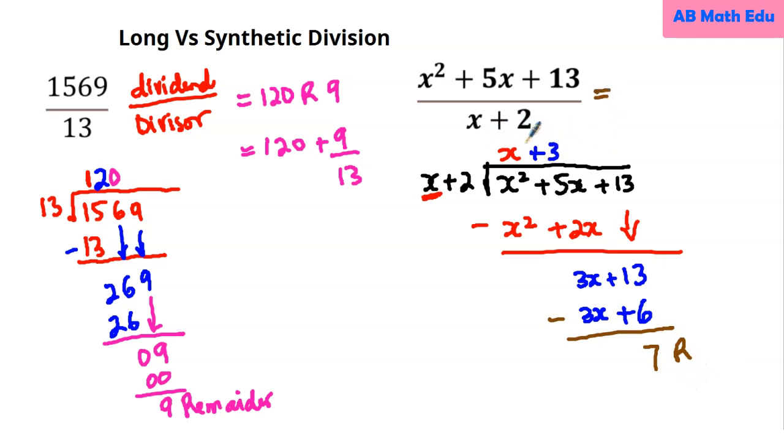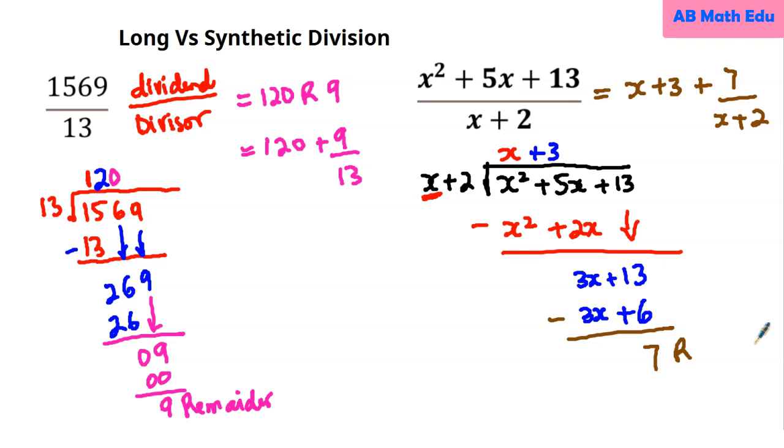Remember, you write your quotient, the whole number, which is x plus 3, and then the remainder was 7, and then the divisor, which is x plus 2. And you're done. That means you have been able to divide x squared plus 5x plus 13, all divided by x plus 2. And that's the long division method.